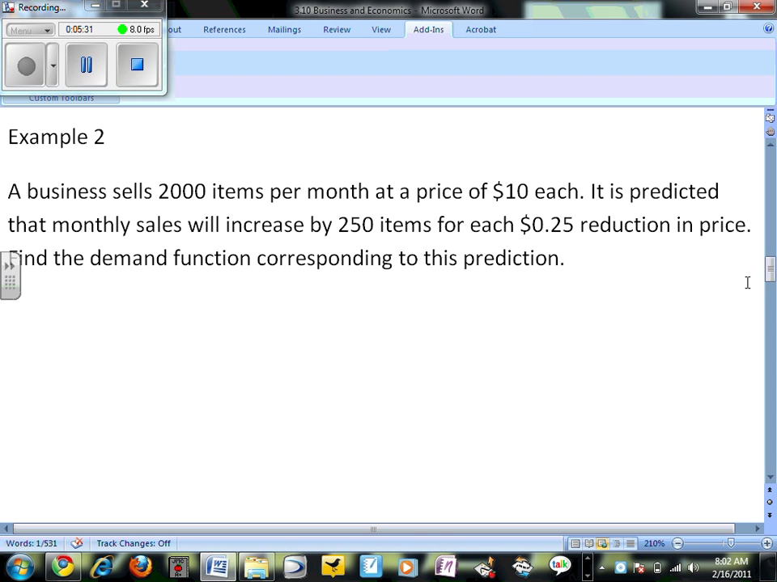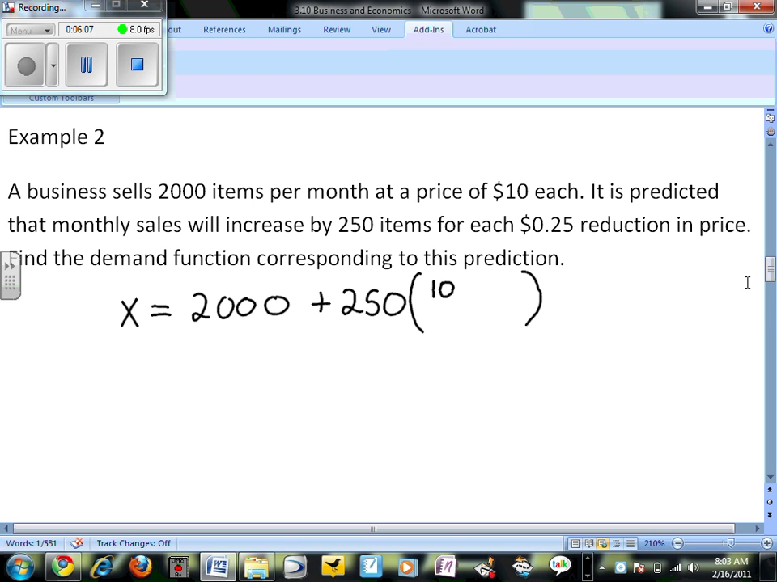So we want to write a demand function. Well, first of all, we know how much we sell per month. So let's write an equation for how many units we sell, an equation of X. We sell at least 2,000 per month, and then it's predicted that we will gain 250 units for every 25-cent reduction we have. Well, we need to write an equation right here. So every time we reduce our price, which is 10, by 25 cents, we're going to get another 250 kick.